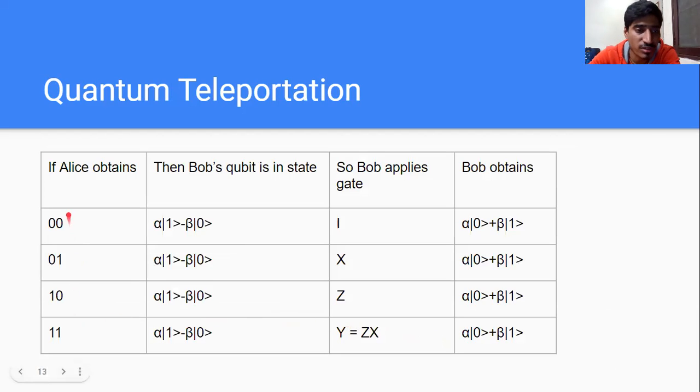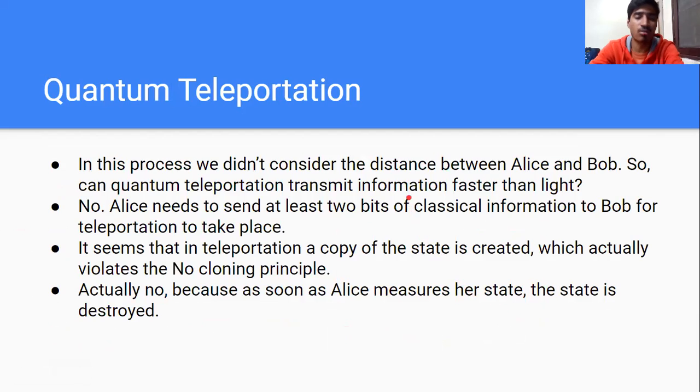So here is a table which describes elaborately what Bob should apply, according to the result of Alice's measurement. So we can have a look at this table. Now, here we see quantum teleportation, and it seems that we have not talked about the distance between Alice and Bob. So it seems that it can transport information faster than the speed of light.